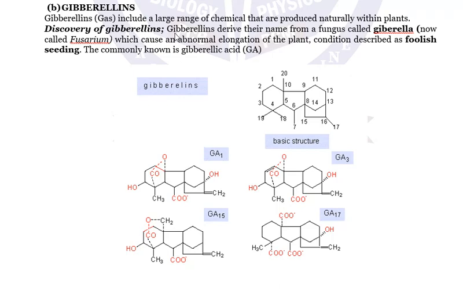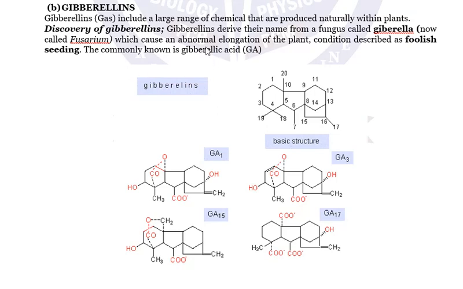So it is where the phytohormone gibberellins gain their name, and their major effect in plants is cell elongation. They affect cell elongation. That's why they are named after Gibberella, the fungus that caused the excessive elongation of plant cells, related to its major physiological effect in the plant. The fungus Gibberella causes an abnormal elongation of the plant, a condition described as foolish seedling. The commonly known one is gibberellic acid, GA.